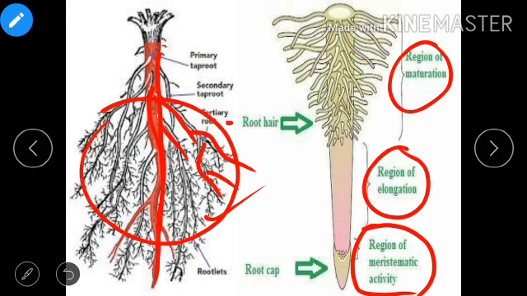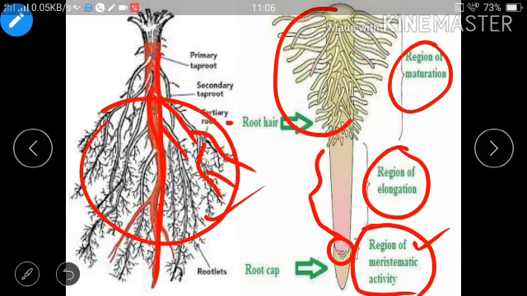What is the function of the region of meristematic activity? The region of meristematic activity is the region where the cells divide repeatedly into new cells, and these new cells help in the elongation of this part of the root, and therefore this region is known as the region of elongation. Now next region is the region of maturation.